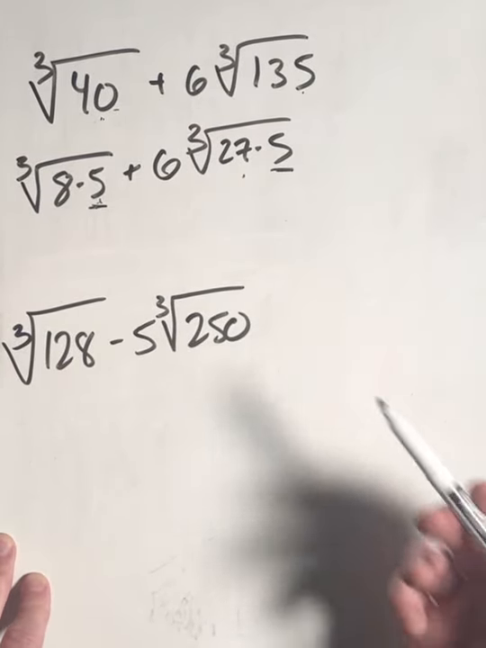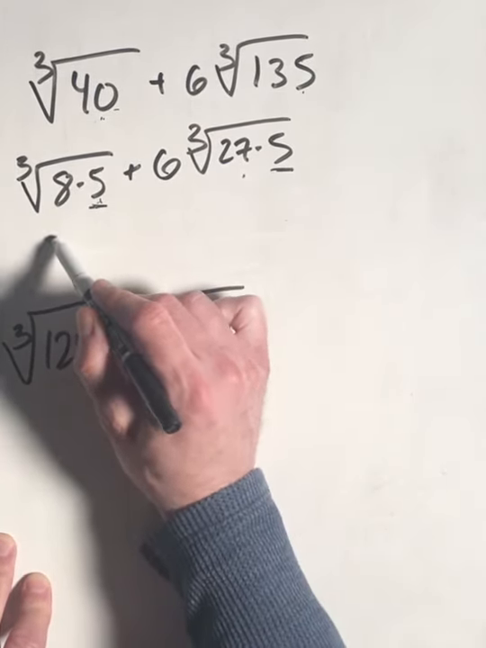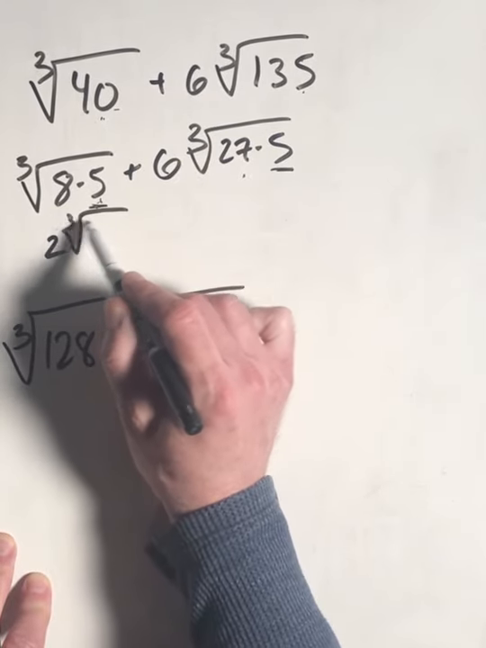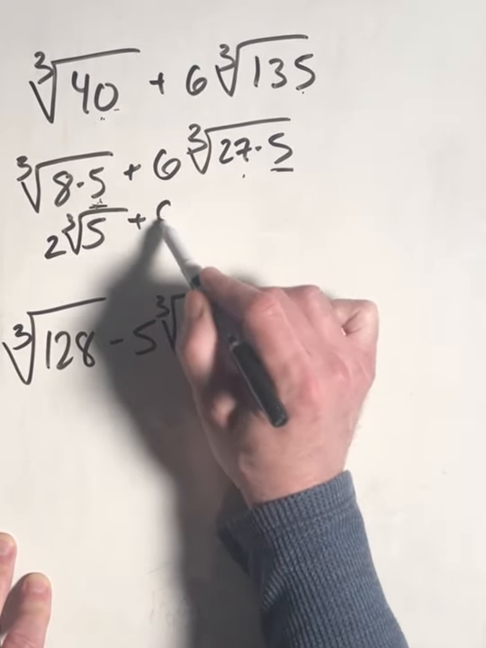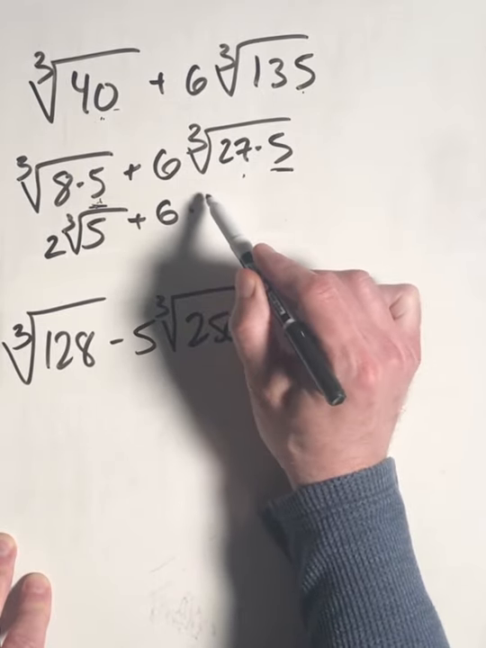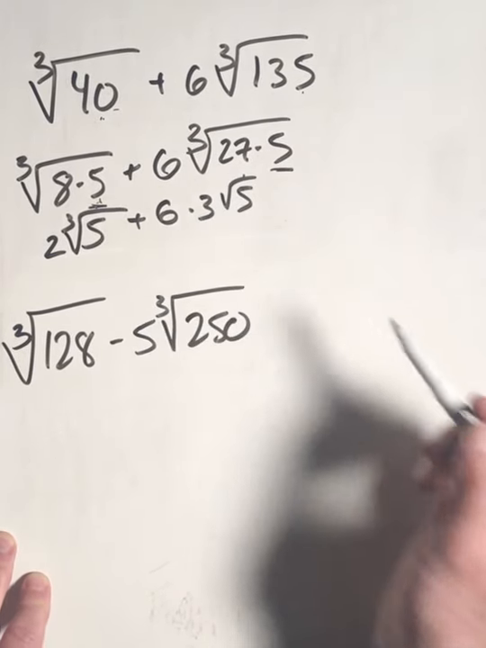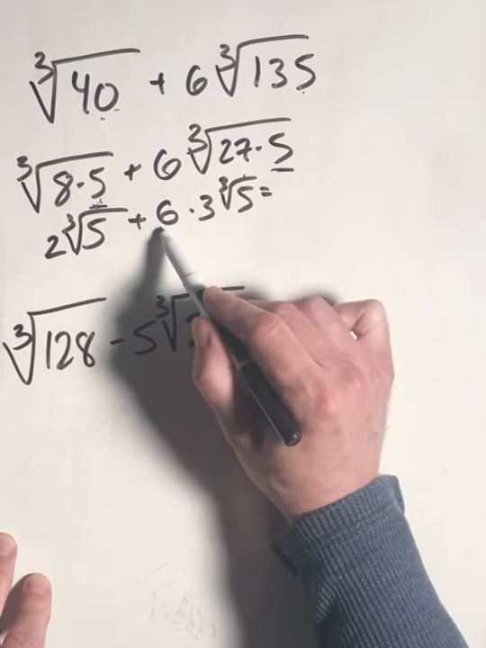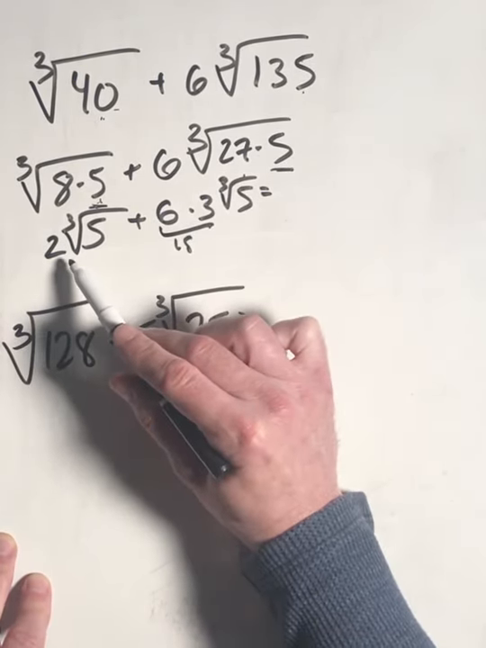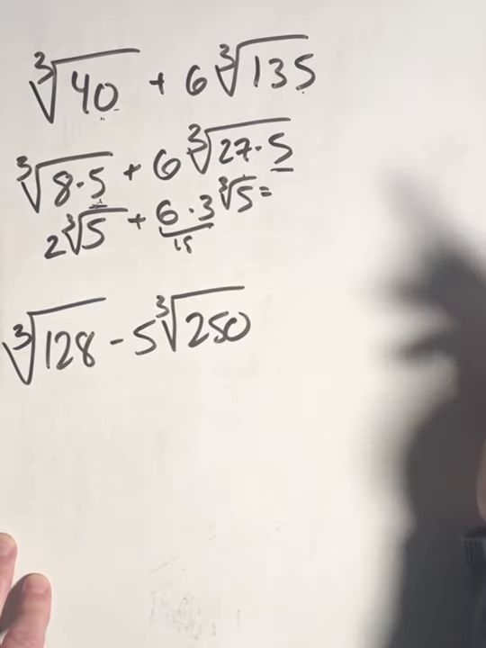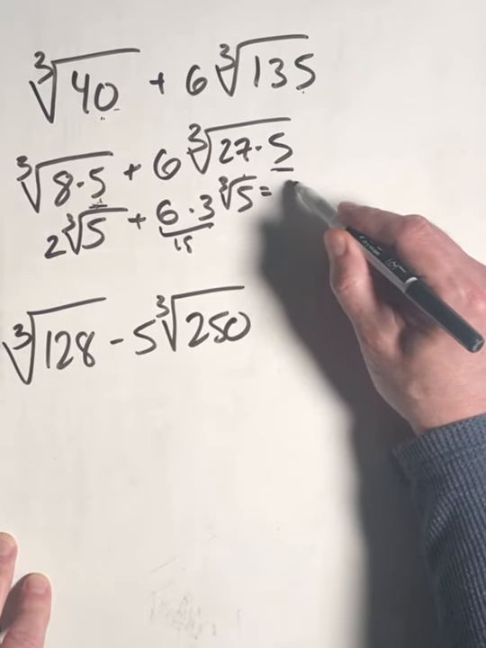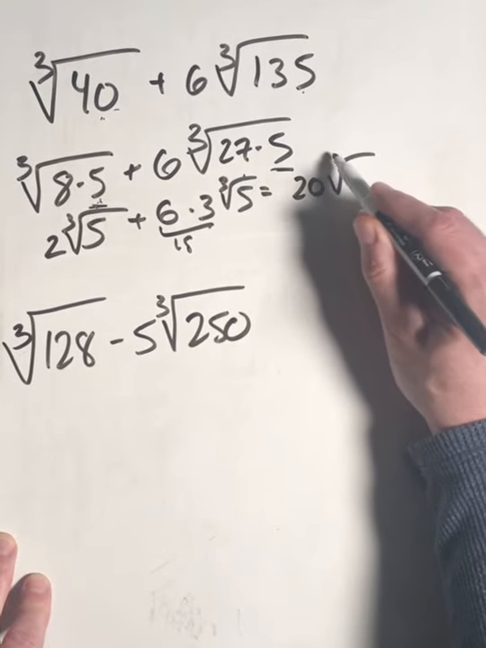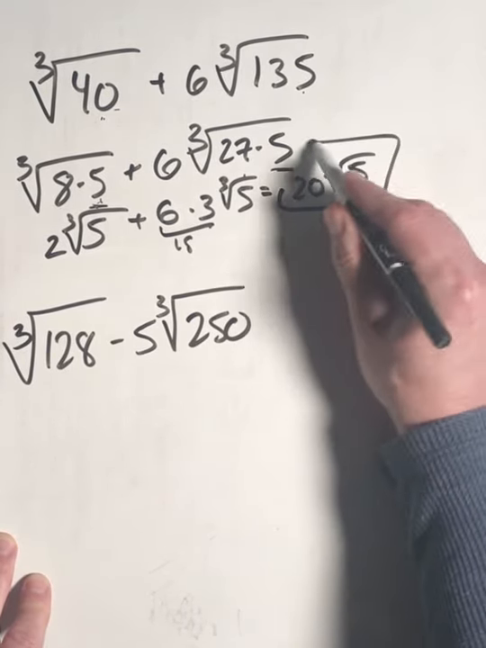So the cube root of 8 is just 2, and then we're left with the cube root of 5, plus 6 times the cube root of 27 is 3, times the cube root of 5. So 6 times 3 is 18. So 2 times the cube root of 5 plus 18 times the cube root of 5 would be 20 times the cube root of 5.